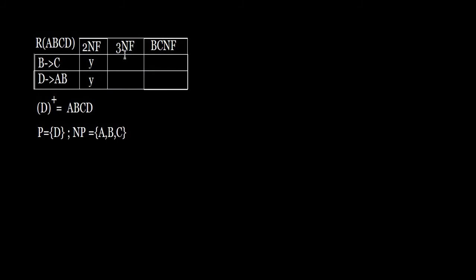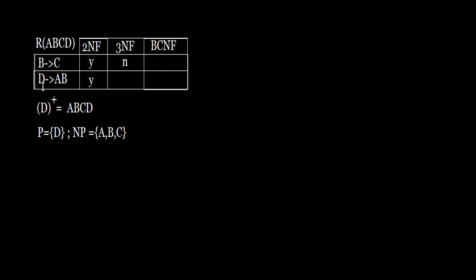Now let's check the 3NF. What's the rule of 3NF? X determines Y, where X should be a candidate key. Is X the candidate key? No, it is not a candidate key. Or is C a prime attribute? No, it is not a prime attribute. It is a non-prime attribute. That's why 3NF is not satisfied here for this functional dependency.